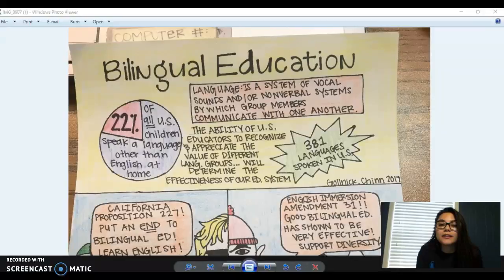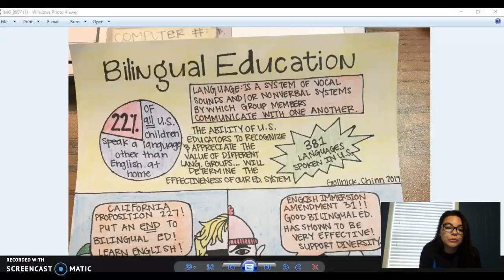22% of all U.S. children speak a language other than English at home. This means nearly 12 million children ages 5 to 17 are speaking a different language at home than what they speak at school. 1,400,000 and 2,593,000 of those have reported limited English.